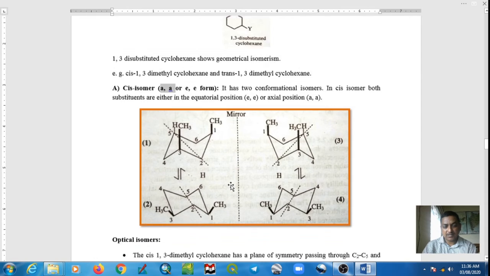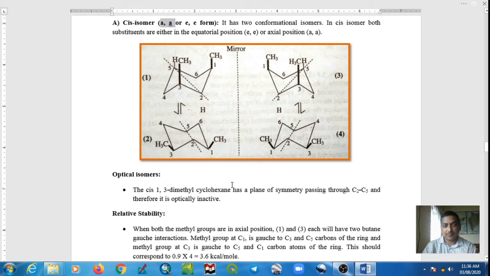Let us talk about its optical activity, optical isomerism. Remember, cis-1,3-dimethyl cyclohexane is optically inactive. Why is it optically inactive? Cis-1,3-dimethyl cyclohexane is optically inactive because of plane of symmetry.